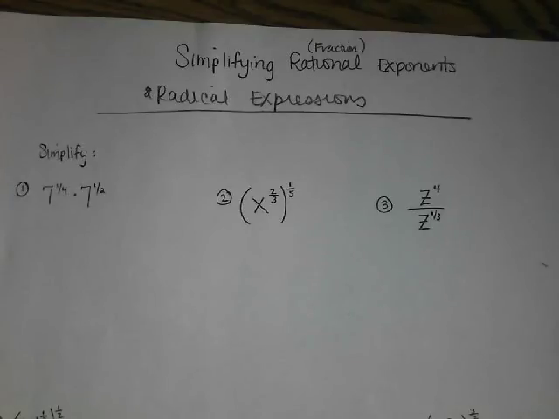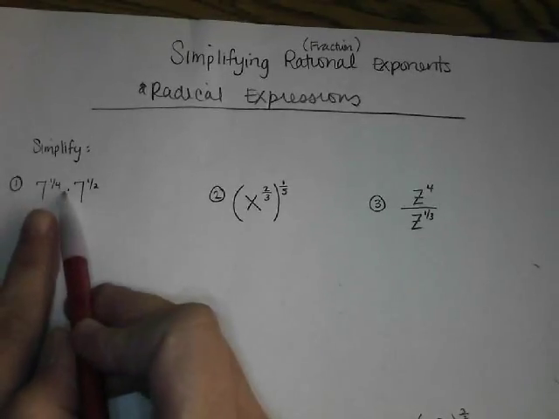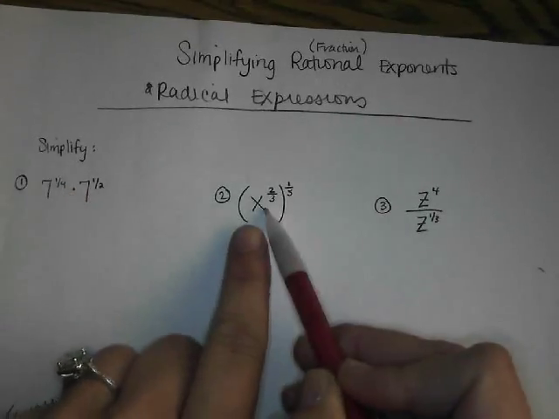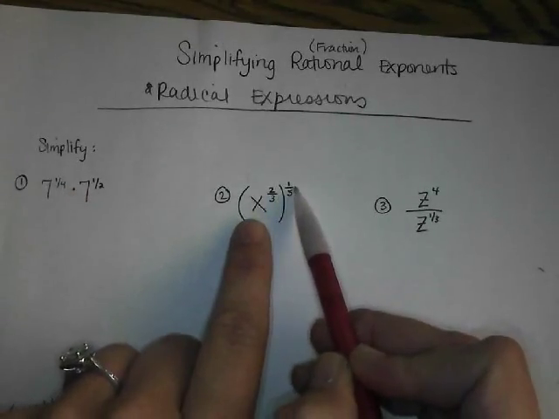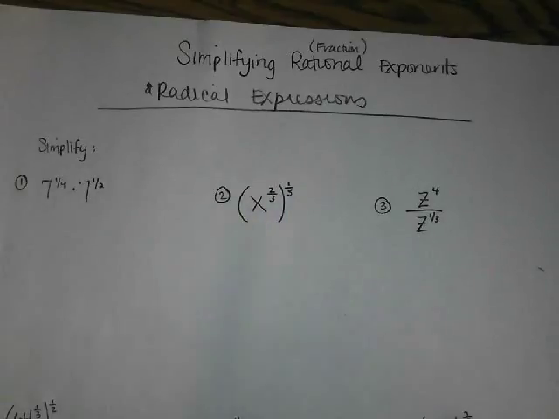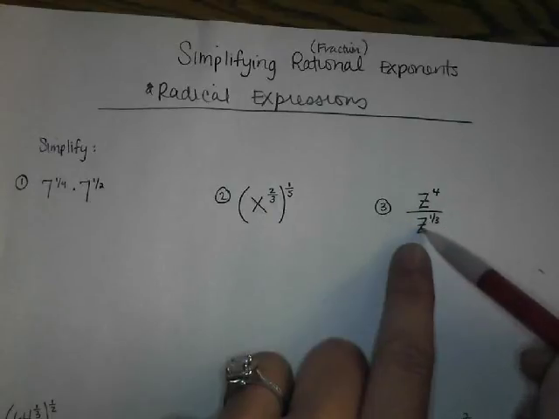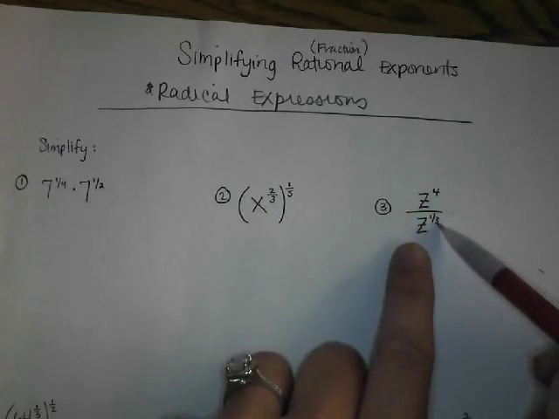Critical exponent rules. One is when you're multiplying common bases. What do you do with the exponents? The other one is when you raise a power to a power. What do you do with the exponents? And the other one is when you're dividing a common base, in this case z. What do you do with the exponents?